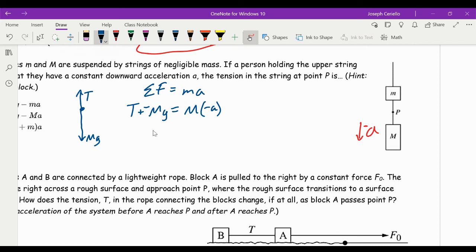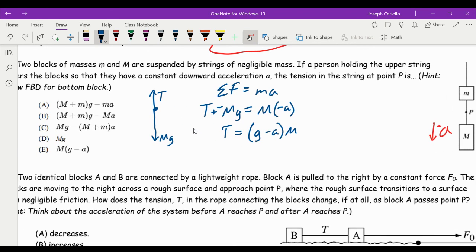I believe we need an expression for tension. So tension is equal to, if I bring over g, minus a times m. So that'd be choice E.